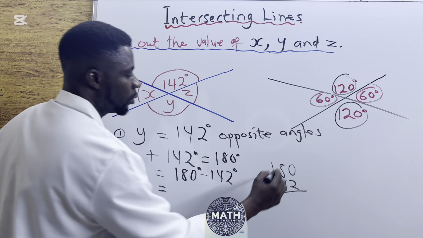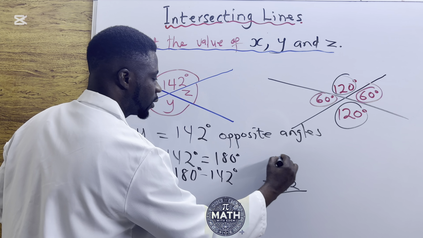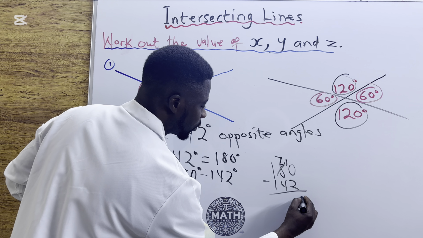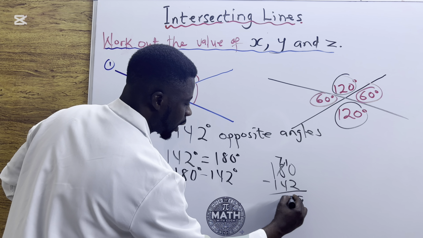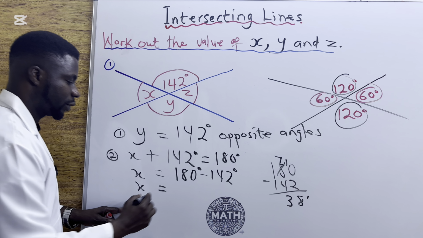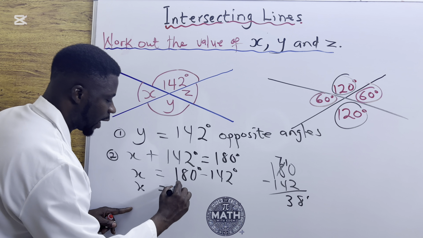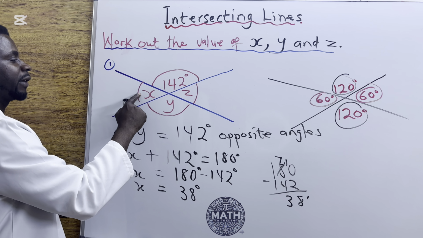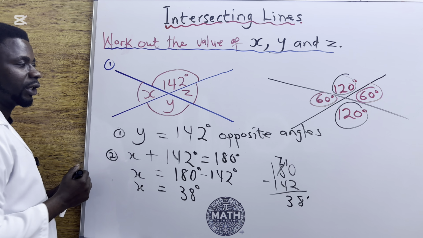Okay, so here we have 7 and then 10. So 10 minus 2 is 8. This becomes 3 and 0. So the angle is 38 degrees. So the value of the angle x is what? 38 degrees. The value of x is 38 degrees.